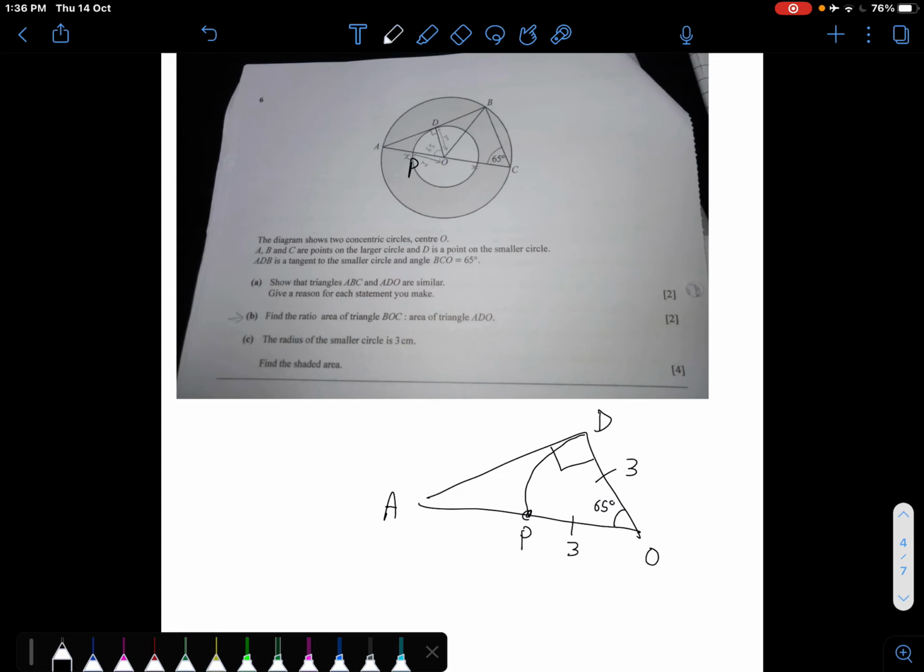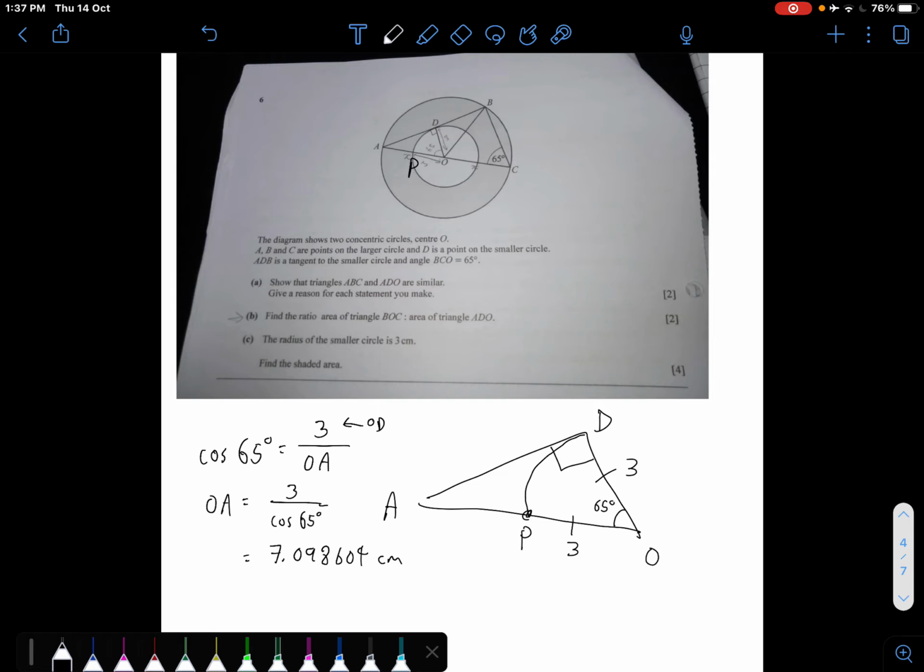I hope you can see by now that it's really just cosine of 65 degrees, which is equal to 3, the adjacent side, divided by OD. This is OD. 3 divided by OA. Okay? So we can just make OA the subject. 3 divided by cosine 65. The algebra, I'm sure you can work it out. 3 divided by cosine of 65. Make sure your calculator is in degree mode, and you will get 7.098604 cm. Okay, good. That's OA, the radius of the big circle.